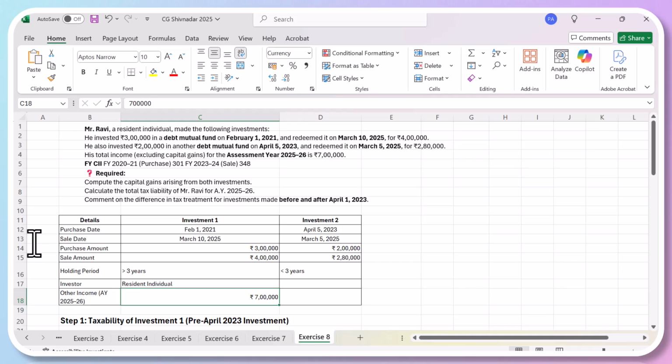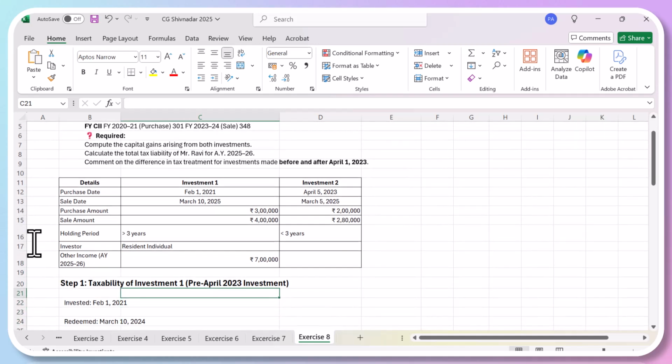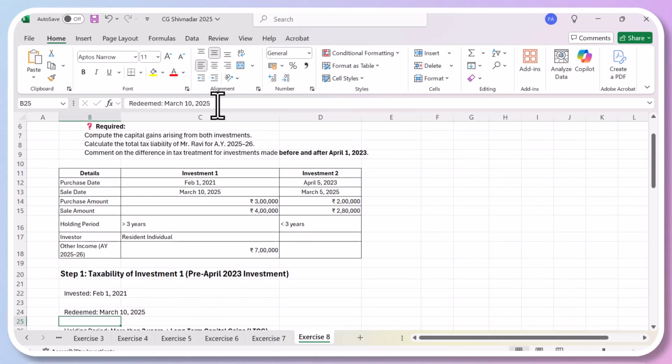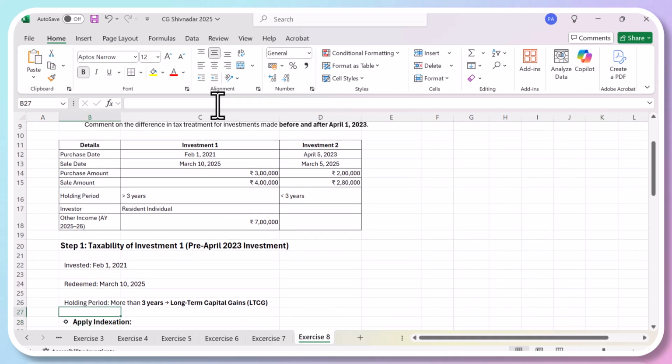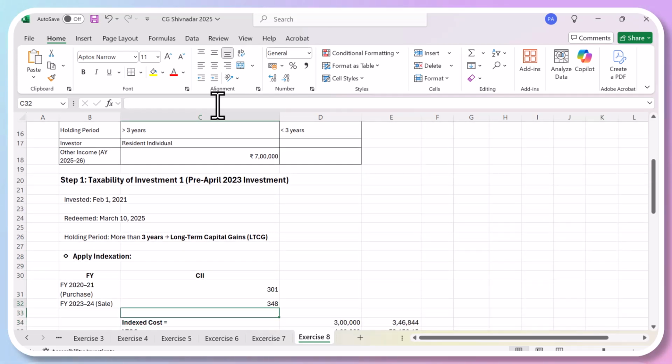And now, first taxability of investment. So here also I am changing to 25. Fine. So here also you can make a change. Okay. So holding period is more than 3 years. Okay. So that means you bought them in 2021 and sold them in 2025. So that means you have held the asset for more than 3 years. Is it okay, Pranav? It's fine. And this is pre-April 2023. So that means this investment was made before 2023. Okay. So that means you will be entitled for indexation benefit because this was purchased before.